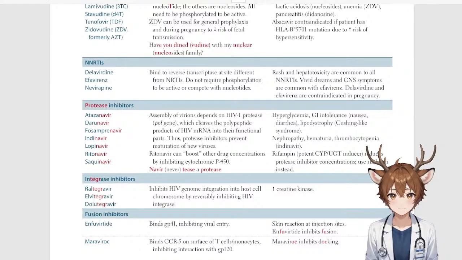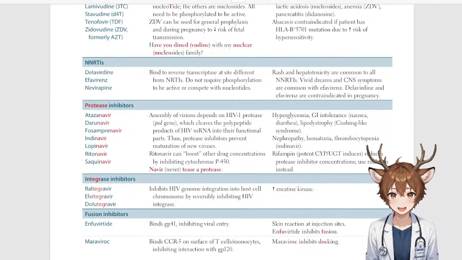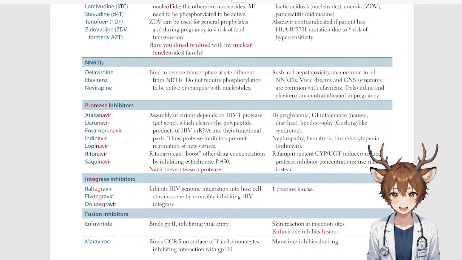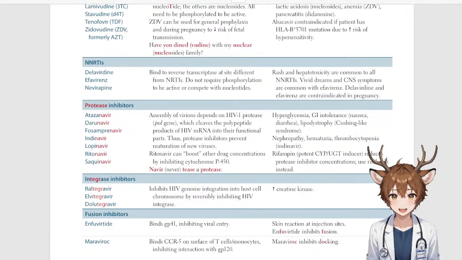Adverse effects: hyperglycemia, GI intolerance, nausea, diarrhea. Rifampin, a potent CYP and UGT inducer, decreases protease inhibitor concentrations. Use rifabutin instead. Ritonavir, a cytochrome P450 inhibitor, is only used as a boosting agent.